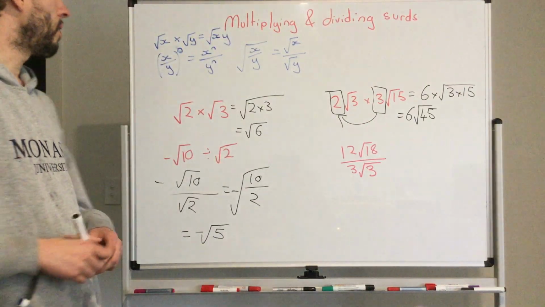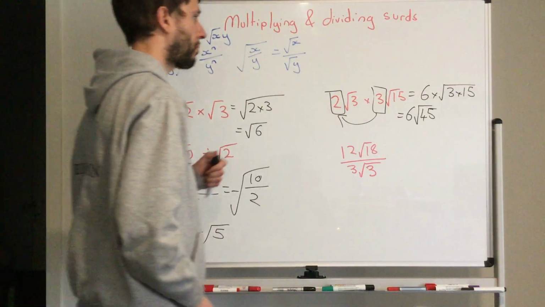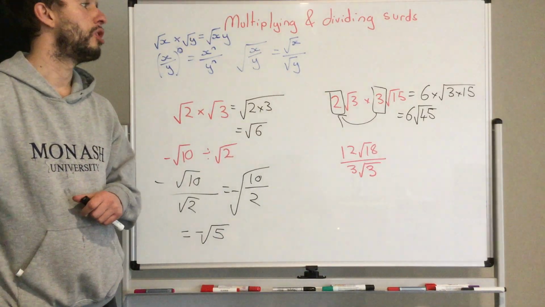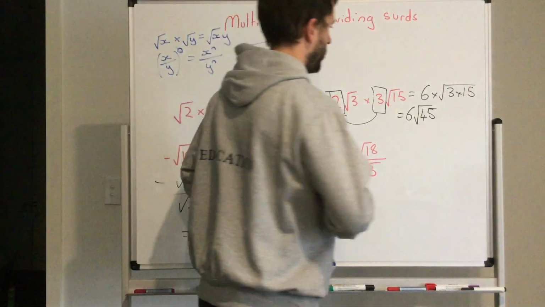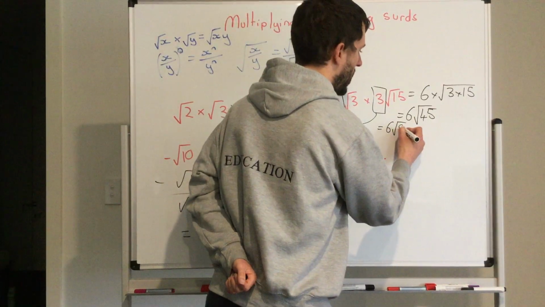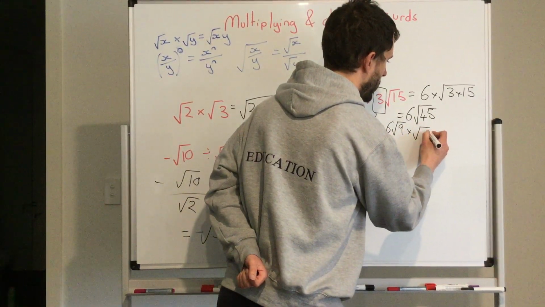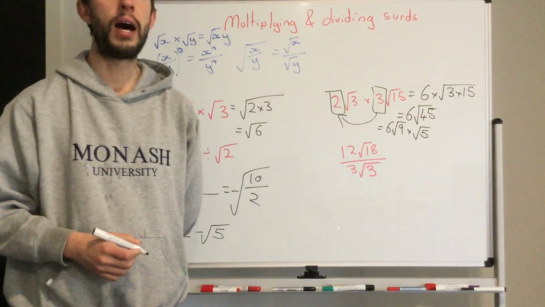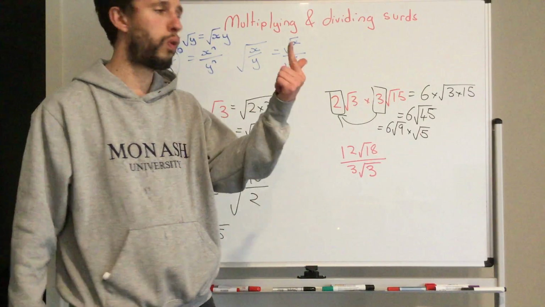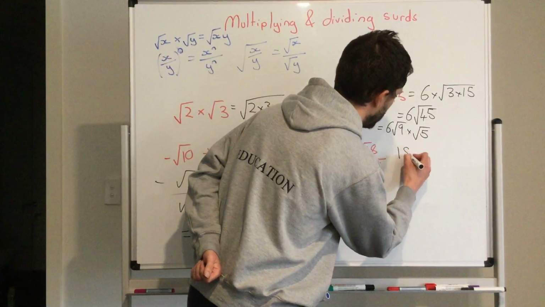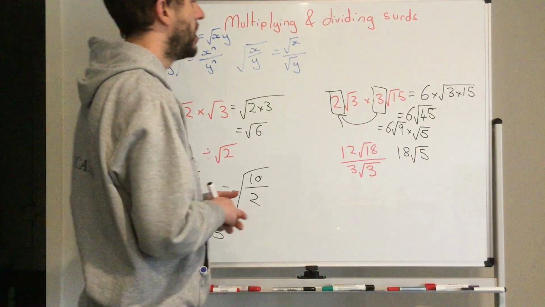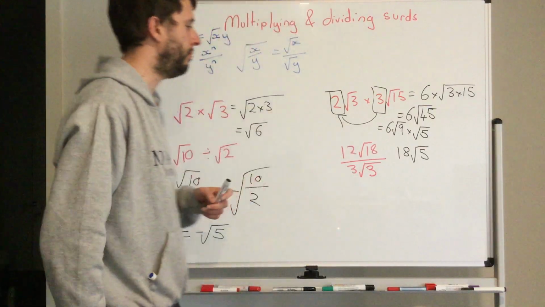If I wanted to simplify, which I can, the square root of 45, I can break it down to be 9 and 5. So it equals 6 times the square root of 9 times the square root of 5, because 5 times 9 is 45. The square root of 9 is 3. So 3 times 6, 6, 12, 18. And I'm left with 18 square root of 5. So I can simplify it.